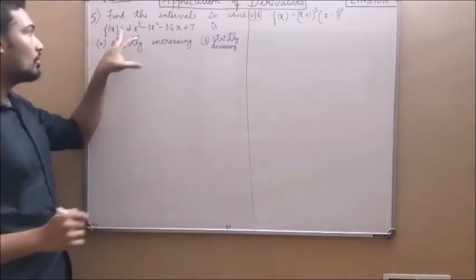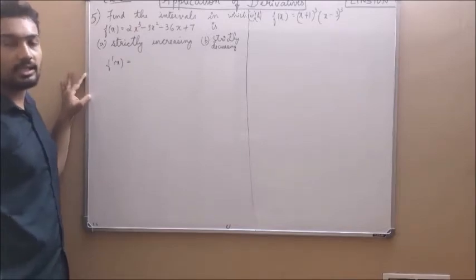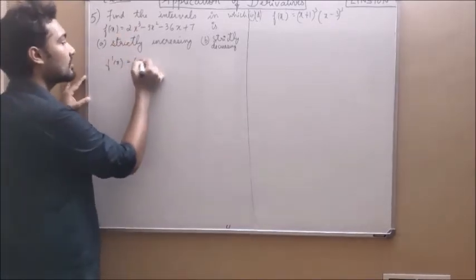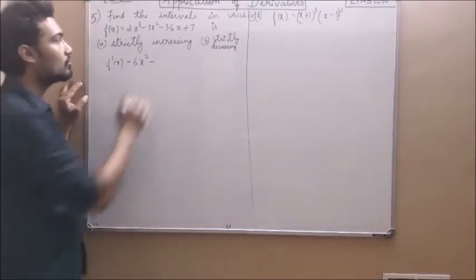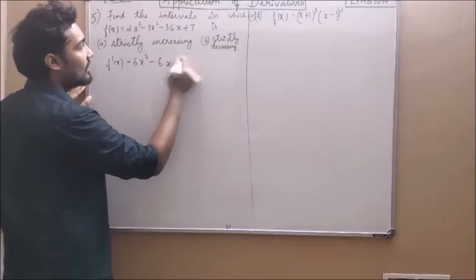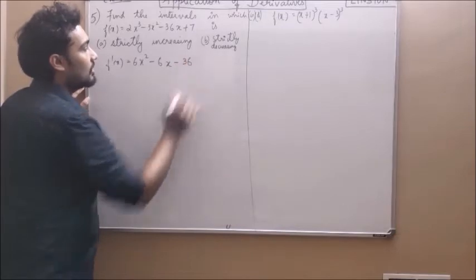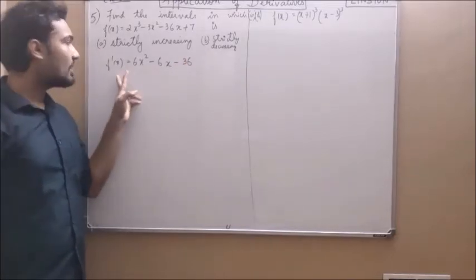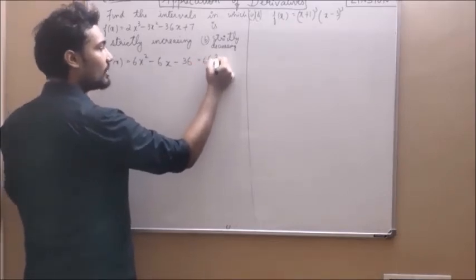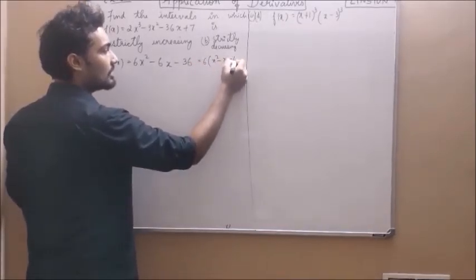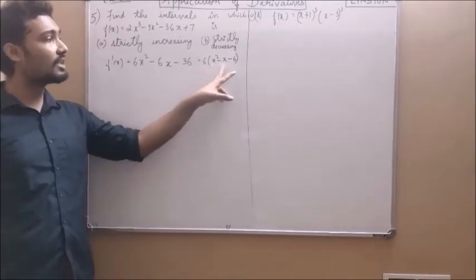What is f dash of x? Differentiate this: 2 into differentiation of x cube, which is 3x square. 3 into 2 is 6, so 6x square, minus 3 into differentiation of x square, which is 2x, so 6x, minus 36 into differentiation of x, which is 1, so minus 36. So this is the derivative. Here f dash of x we can simplify further. We can take 6 common. What you get? x square minus x minus 6. Now f dash of x is 6 into x square minus x minus 6.